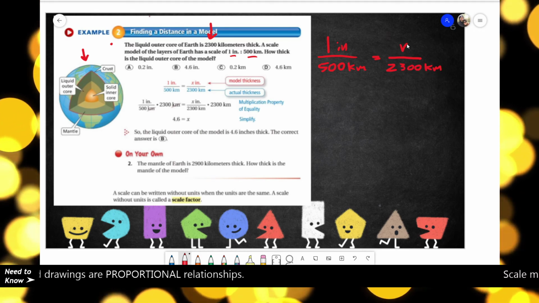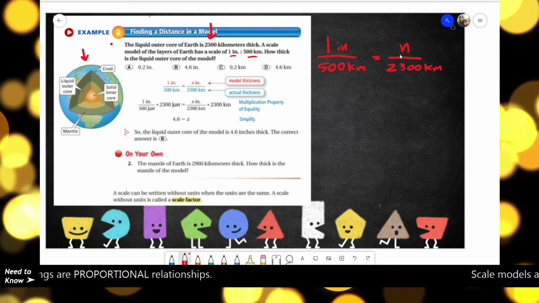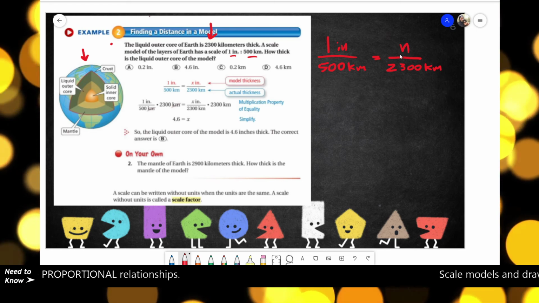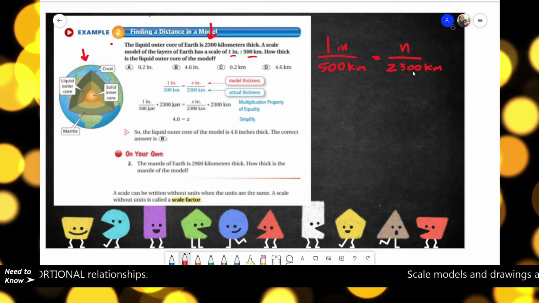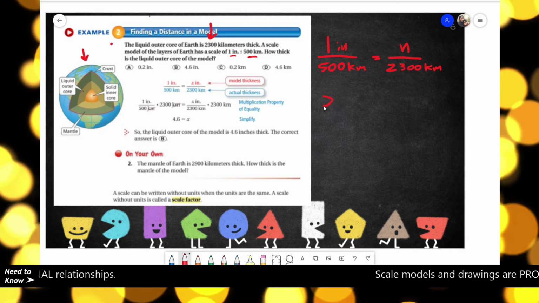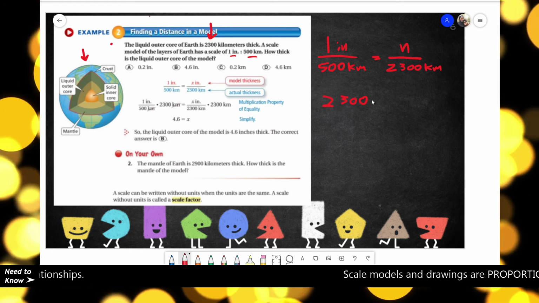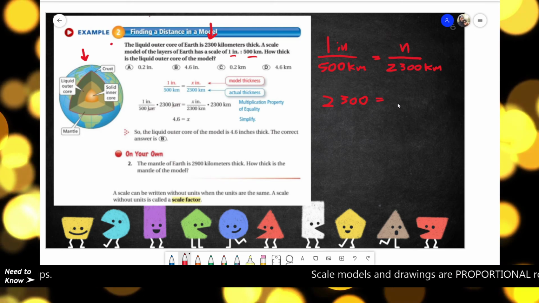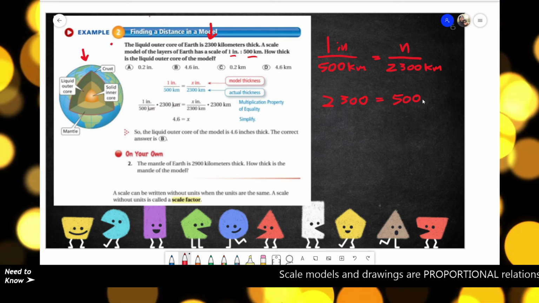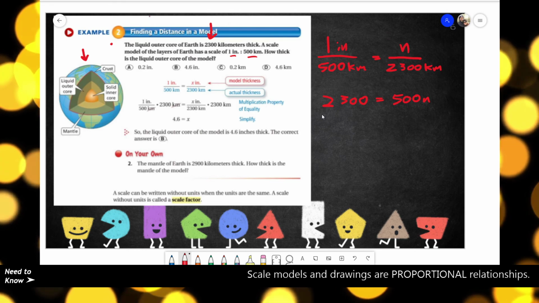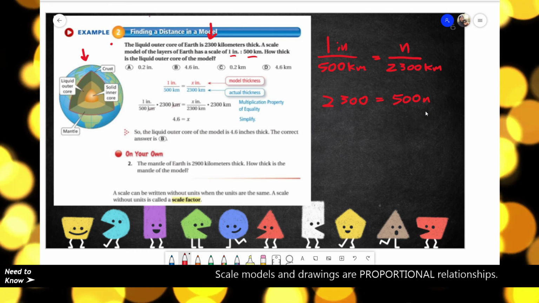And my unknown value is how many inches the real model would be. So you're going to cross multiply. 2300 times 1 is 2300, and 500 times n is 500n. So here you have a one-step multiplication equation. You need to solve for n.